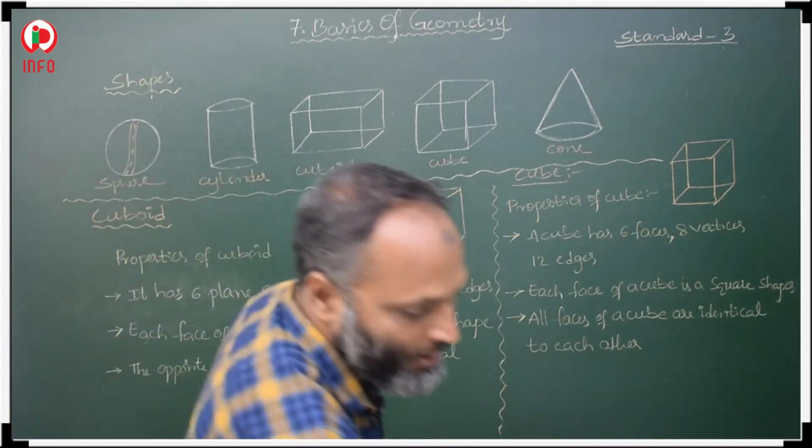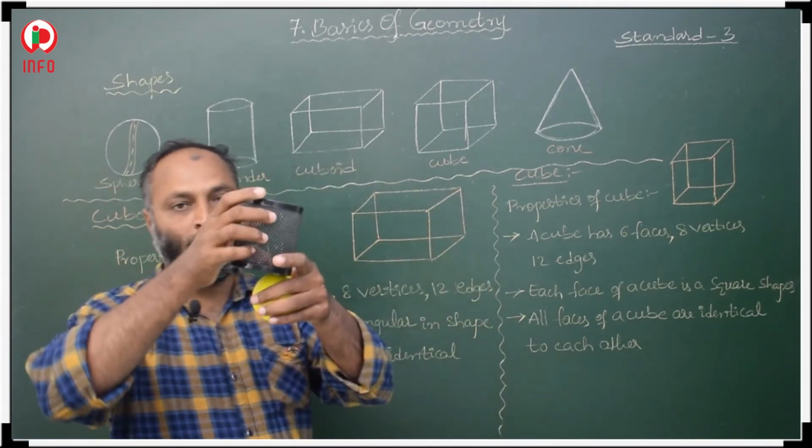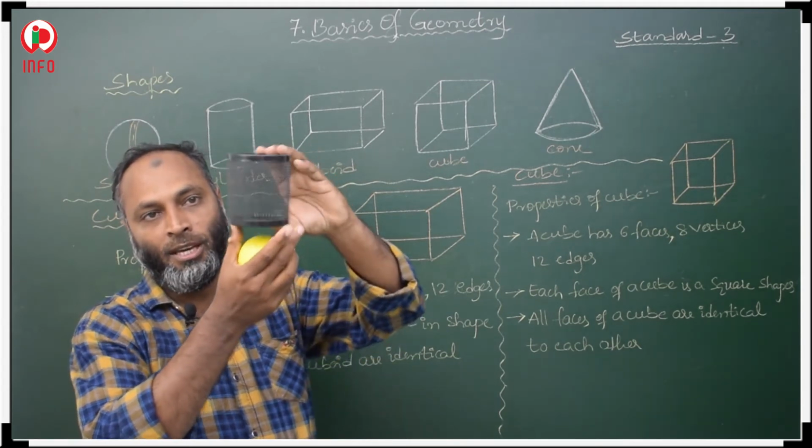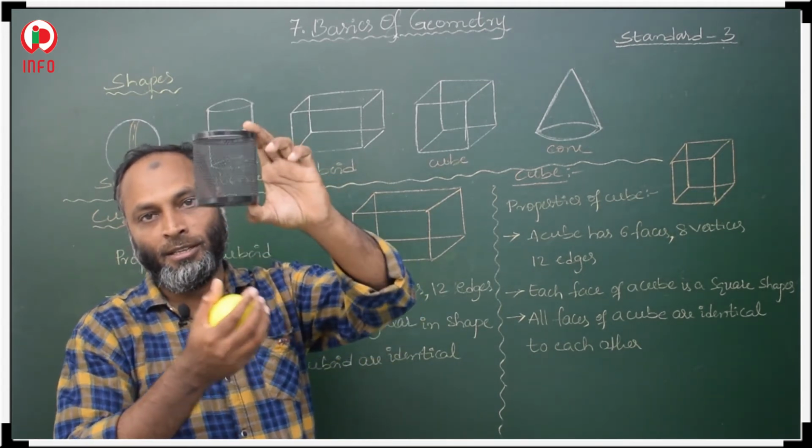So, what is a cylinder? This is a cylinder. This is cylindrical in shape. Okay. So, this is the cylinder.